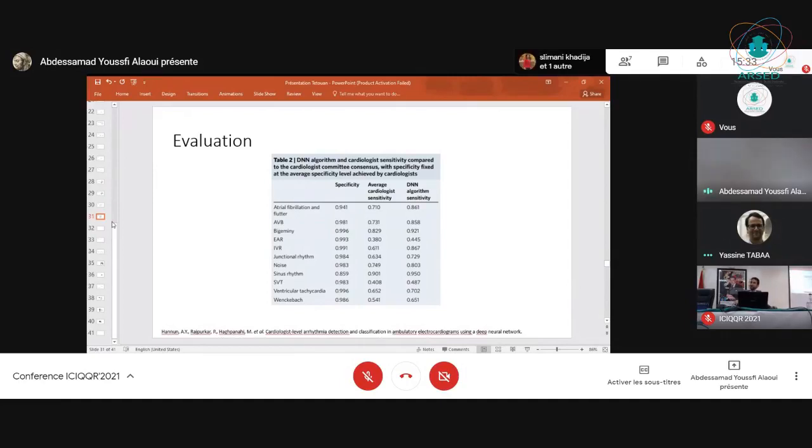Why the sensitivity? Because the sensitivity gives us how our algorithm is able to detect, for example, the disease of the person or to make a good diagnostic of the persons, of the patients.